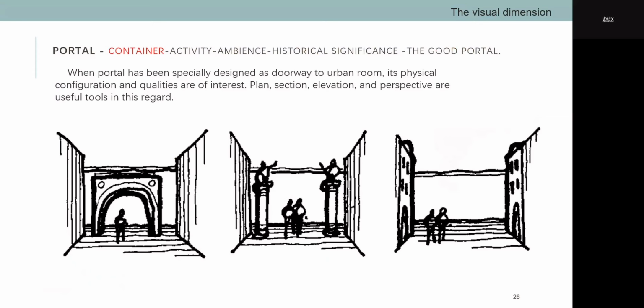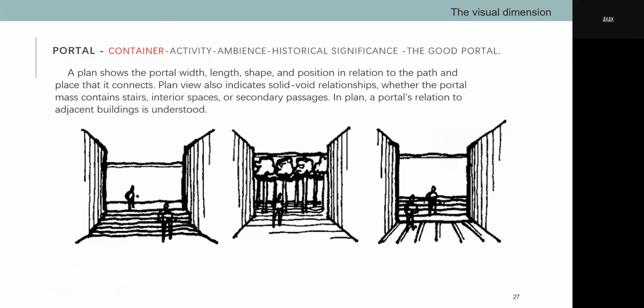A plan shows the portal width, length, shape, and its position in relation to the path and the place that it connects. Plan view also indicates solid-void relationships, whether the portal must contain stairs, intervening spaces, or secondary passages in plan. A portal's relationship to adjacent buildings is understood.